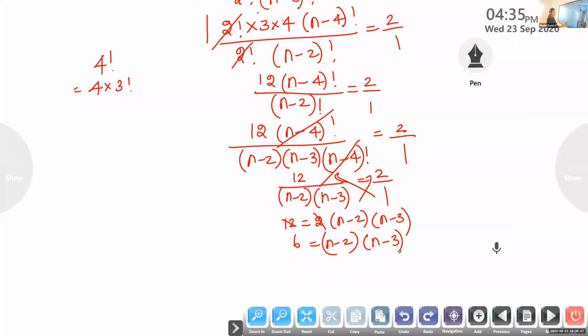Open this one. Okay, expand it. We'll get a quadratic equation, solve it and find the value of n. Although we are getting two values, sometimes any one of the values will satisfy, not both.